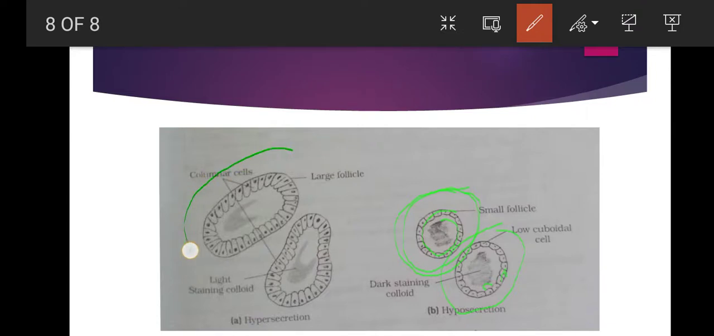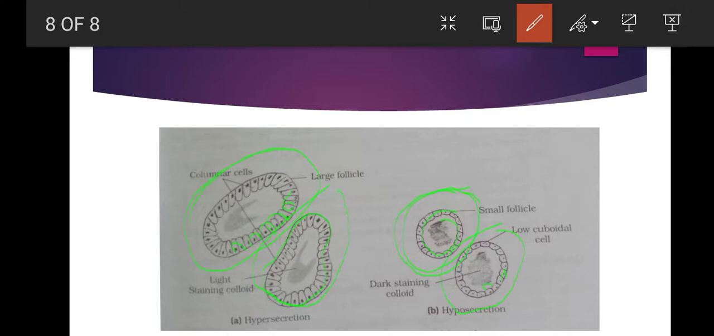So these are the hypersecretion cells or hyperactivated cells that I'm showing here. These have attained irregular shape, and the cells have become tall and columnar in shape, and when we stain the cell, these will take a light stain.